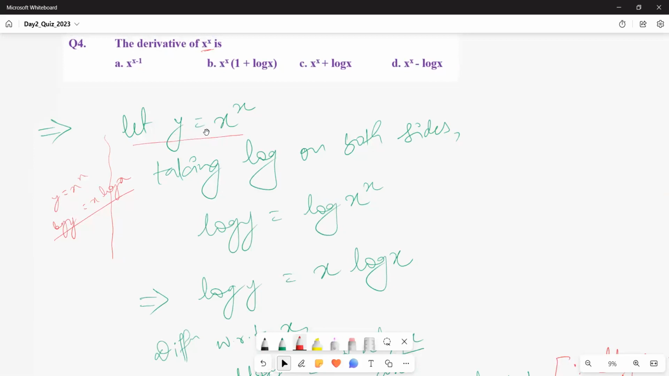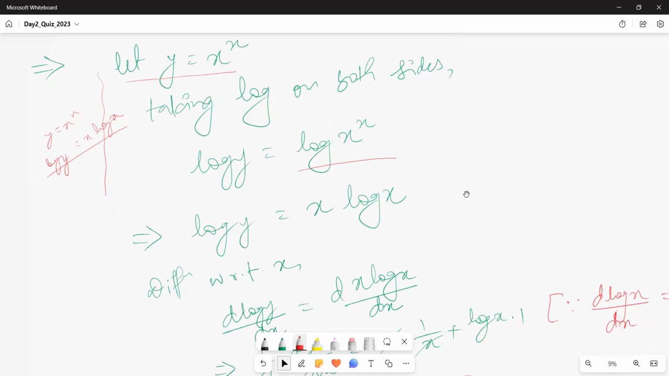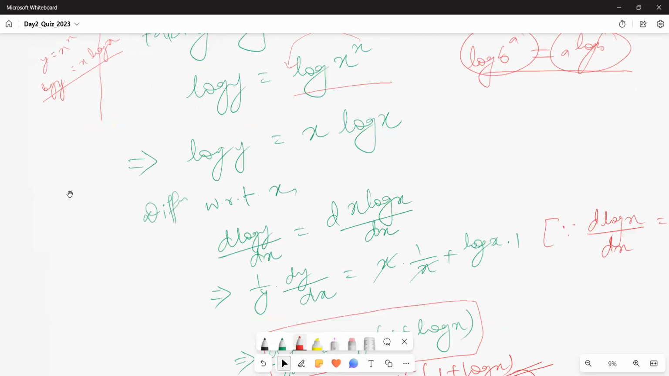I've done it here as in a theoretical exam. So let y equal to x to the power x, taking log on both sides, what we get? Log y is equal to log of x raised to the power x. So we have one formula in log, that log b to the power a, what will it be? It will be a log b. So this is the log formula, you just recall it. So this x is taken here. So this is what I have done. Just the power I have taken as coefficient.